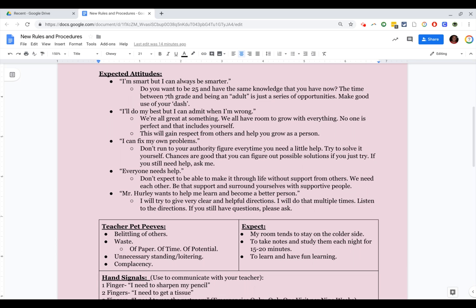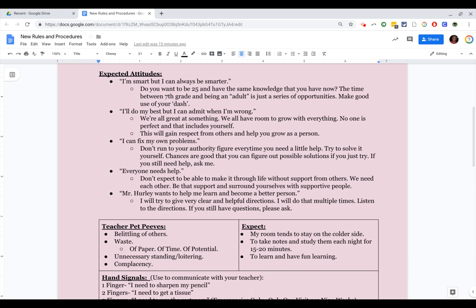Next thing, I'll do my best, but I can admit when I'm wrong. All of us are wrong and all of us are right at some point. Because we're all great at something, we can help other people grow, and because we have weaknesses, we have room to grow too. So no one's perfect, including yourself. You're not the exception. This will help you gain respect from others, and it'll help you grow as a person. So it'll just help you in general.